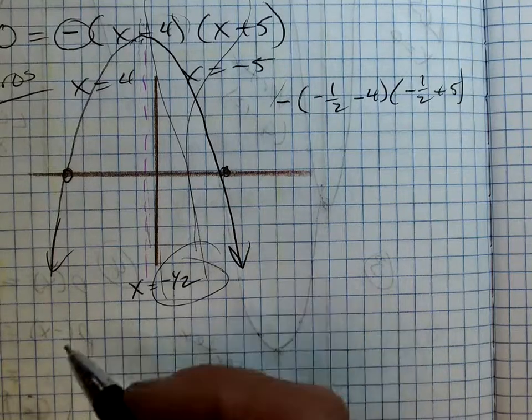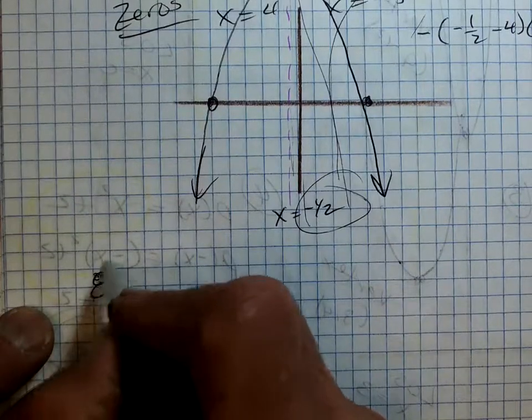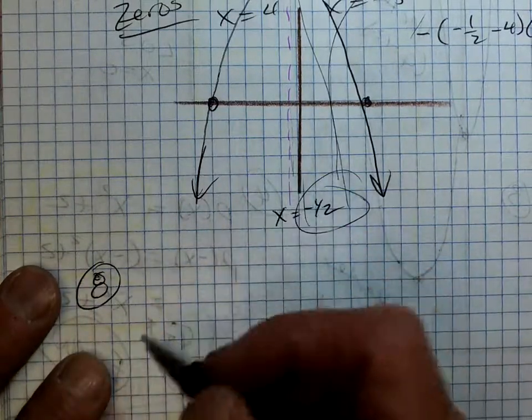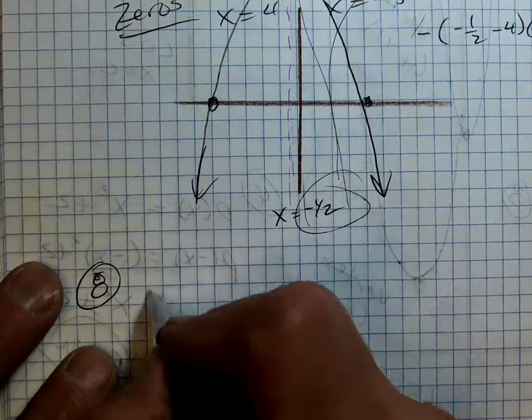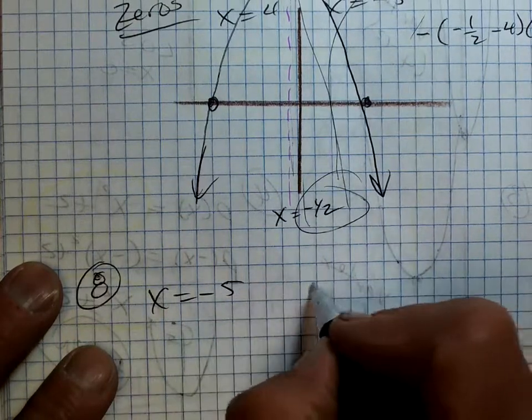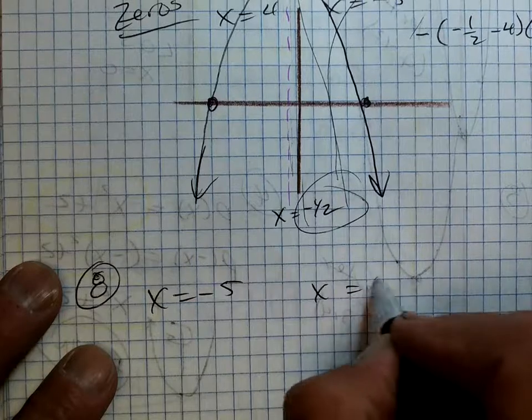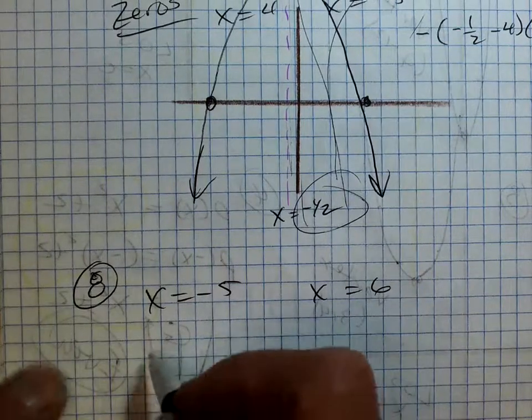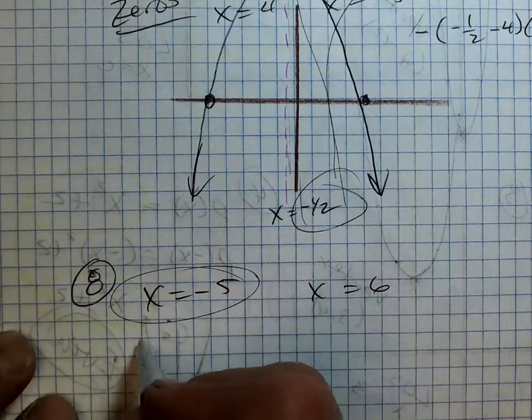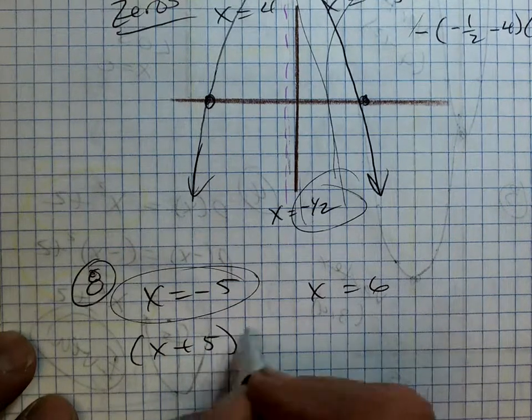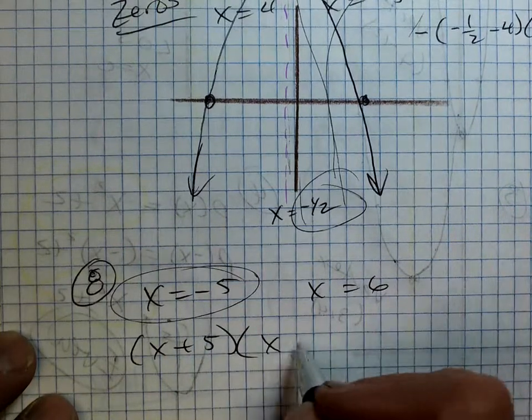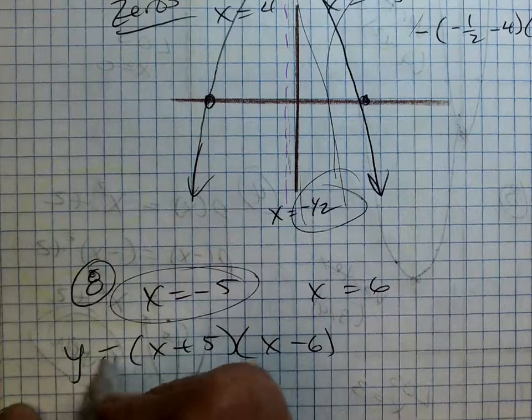All right, number 8. Let's see what we got. So, number 8, we got x-intercepts, x equals negative 5, and x equals 6. These came from mini equations. That came from an x plus 5, and that came from an x minus 6. There we go.